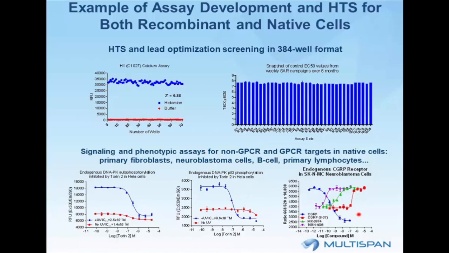And this is a CGRP receptor, and its activation and inhibition in SK-N-MC neuroblastoma cells. This is just a small example, and you can notice this is not GPCR, this is GPCR. So we have multiple different pathways that we can interrogate.